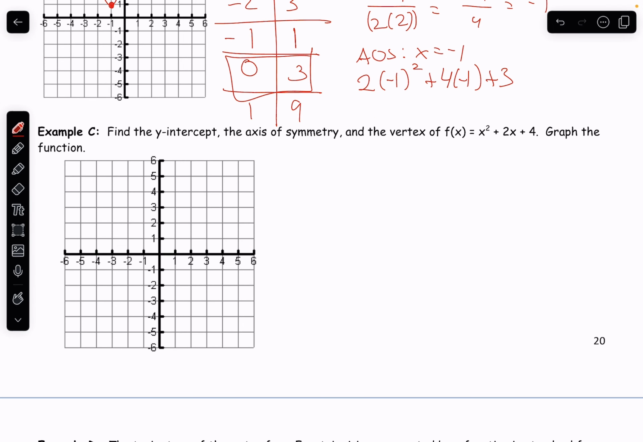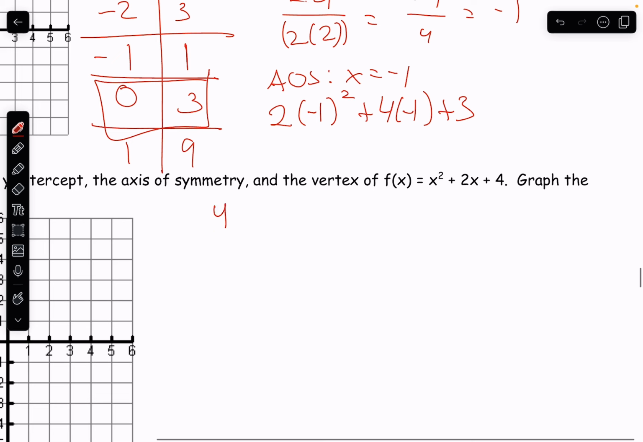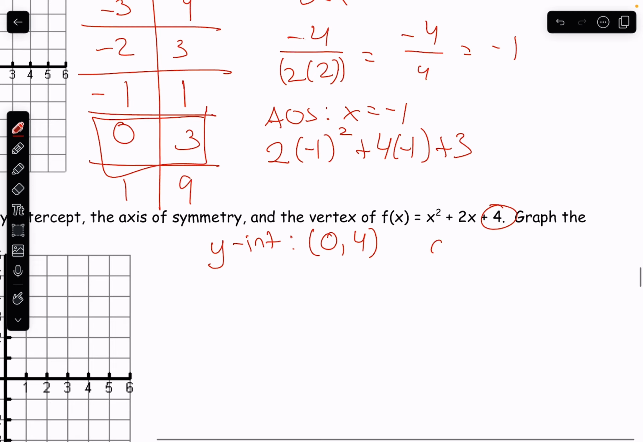All right, let's do one more. So again, this guy is in standard form. Okay, we can get our y-intercept easily. We'll do that first, I guess. The y-intercept here is going to be 0, comma 4, because it's in standard form, so it's that c value on the end there. Our a value, in this case, is actually going to be 1, because there's no number in front of the x squared, which means the coefficient's 1. Our b value is 2, and our c value is 4.